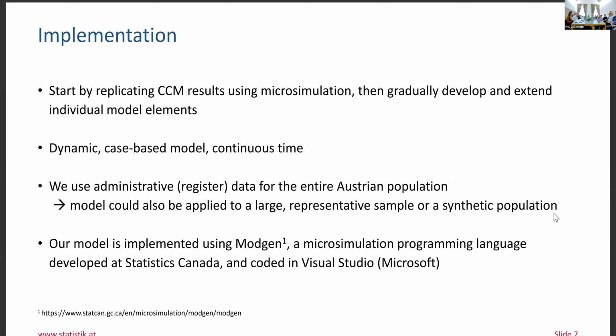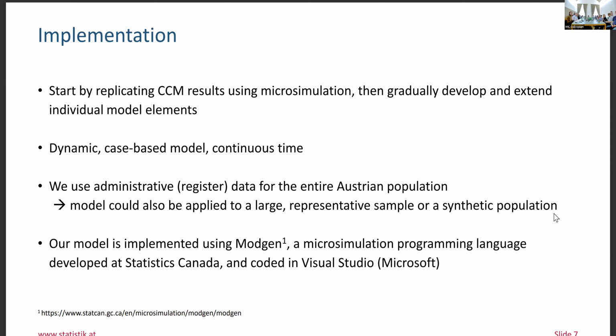I'd now like to turn to the specific implementation and what we've done in the case of Statistics Austria. Statistics Austria for decades produced all of its population projections using the cohort-component method. So when we implemented the microsimulation, we really wanted to make sure that we're trying to mitigate the effect of this quite fundamental change in the method that we're using. So we started by replicating the results of the cohort-component method using microsimulation, and then began to gradually, step-by-step, extend and develop new model elements and modules.